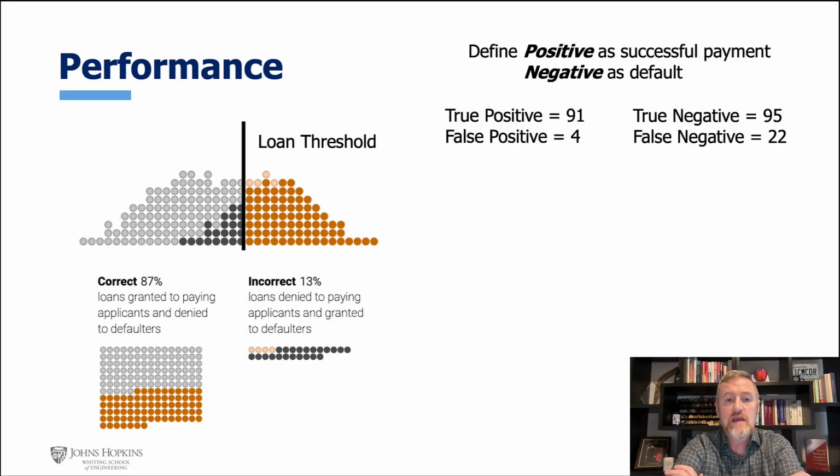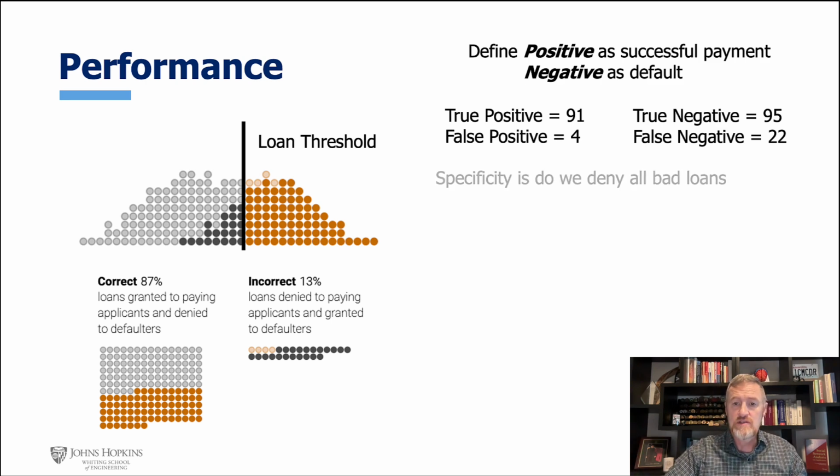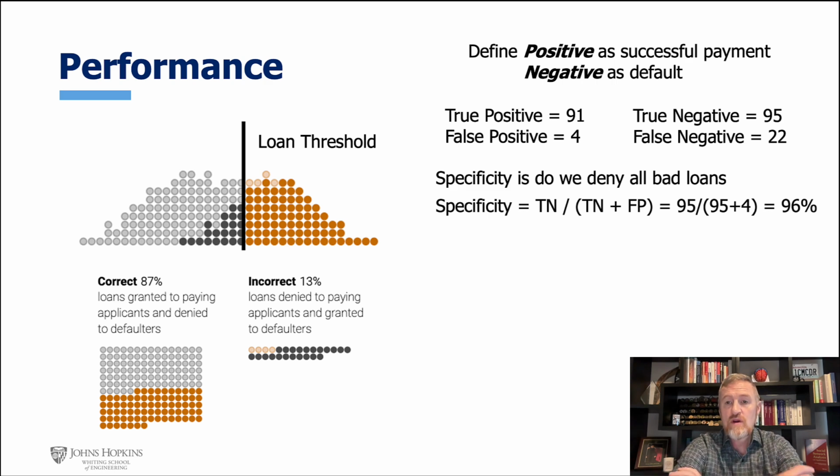Now, these aren't the only metrics that we use when we're looking at the performance of an AI algorithm. They're the most common ones. But let me just show you another one that is often used, and that is specificity. Specificity is, do we deny all of the bad loans? Keep in mind, in a loan application sense, there's a greater cost to awarding a bad loan than there is to not awarding a good loan. There's a trade-off there. And so specificity is going to be looking at the true negatives and the false positives.